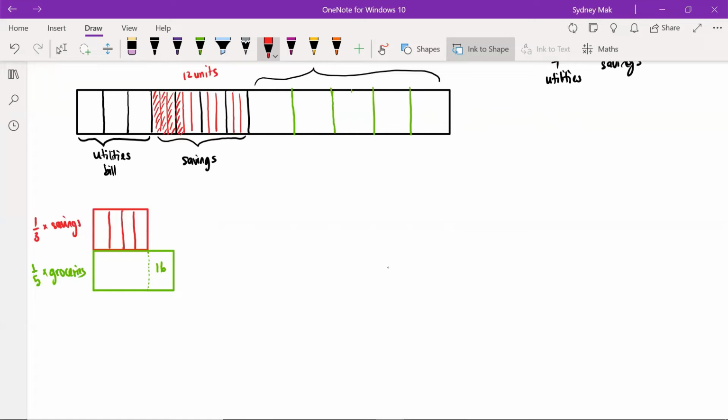Let's compare it. Savings is $16 less than the groceries, which means in the grocery, we can find 4 equal units, just like our savings. That means for each green block, we will have 1, 2, 3, 4 units. So 4 units plus $16 as compared to our savings. Each saving here is 1 unit, 1U. So we will have 4U plus 16 for each green block.